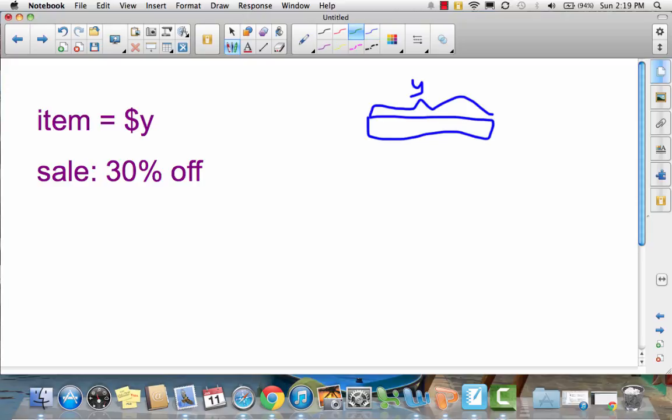So I'm going to estimate about where 30% would be. And I know if I cut the bar in half, that's 50%. If I cut it in fourths, that's 25%. And this is a little bit more than 25. So I'm going to go right here and just shade it in to make it a little more obvious.